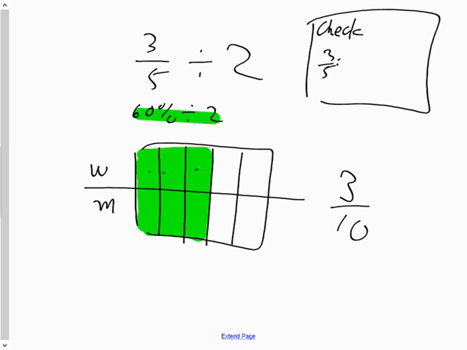If you wanted to check your work, write the word check up here. 3/5 divided by 2 is the same thing as 3/5 multiplied by the reciprocal of 2, which is 1/2. And when I multiply that, I end up getting 3/10 as my answer.